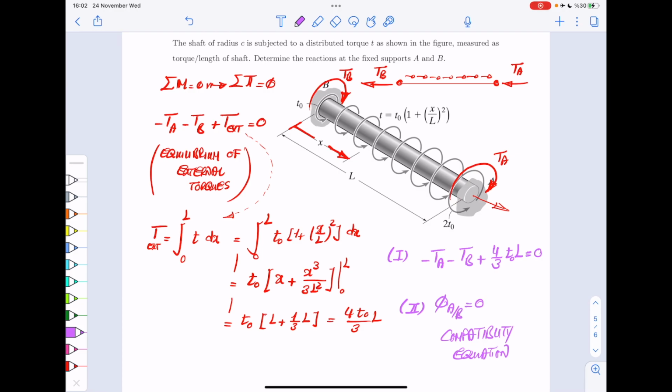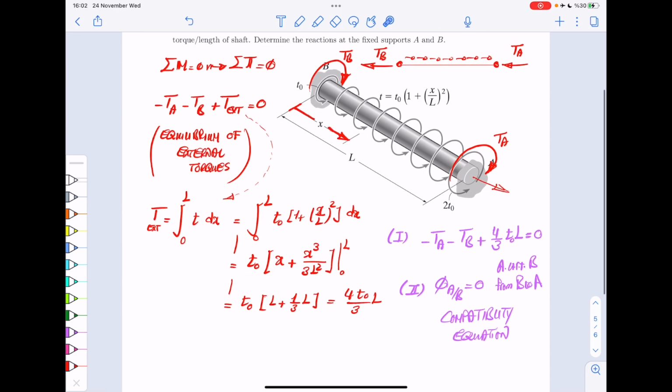And then again, remember when I say A with respect to B, this means from B to A, so you shouldn't be confused with the alphabetic letters. It's from B to A because x is going from B to A, okay? All right, so we just need to impose this, and that would be our second equation.